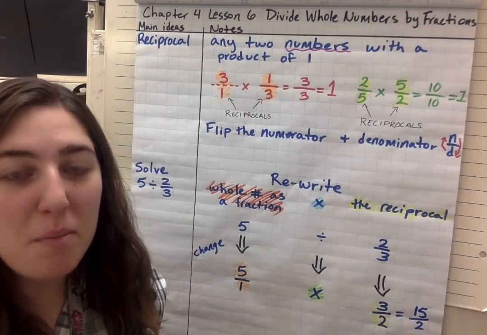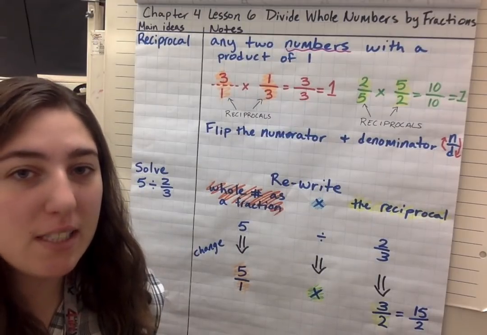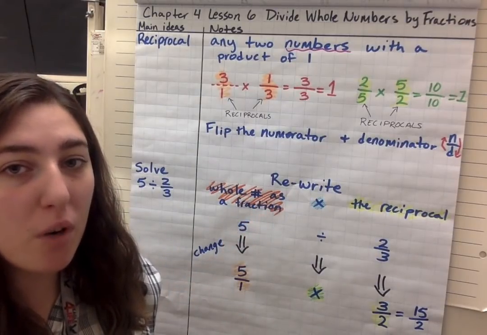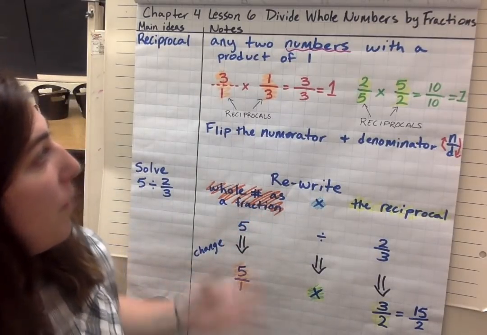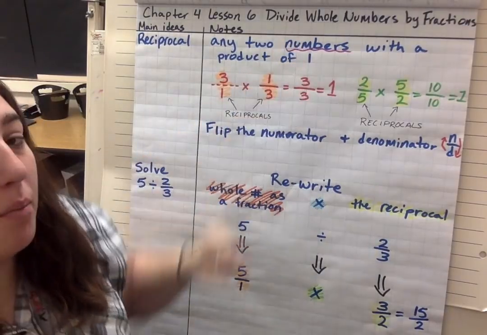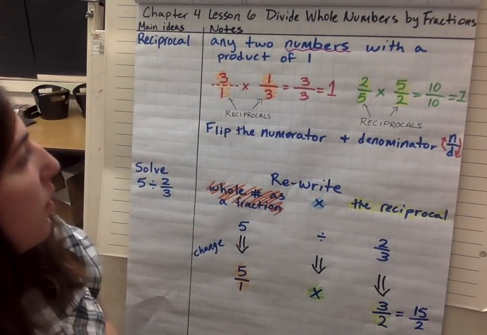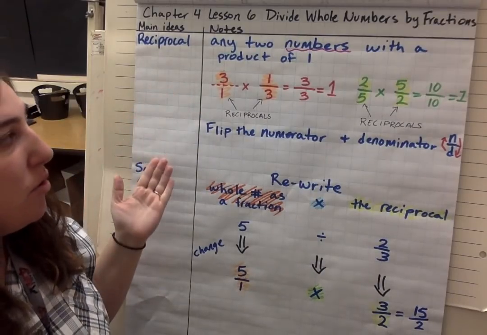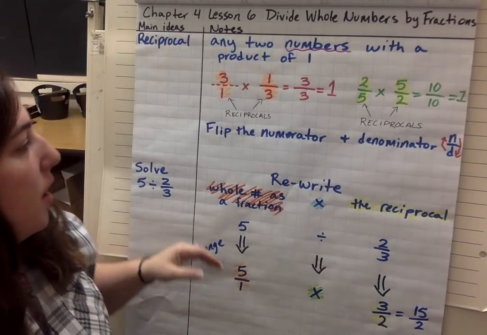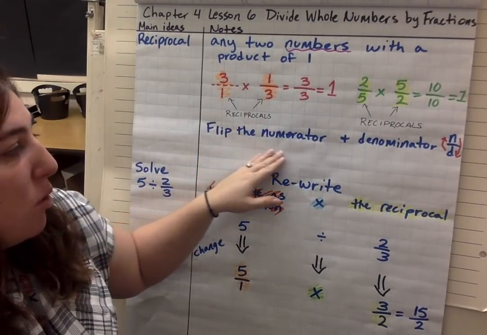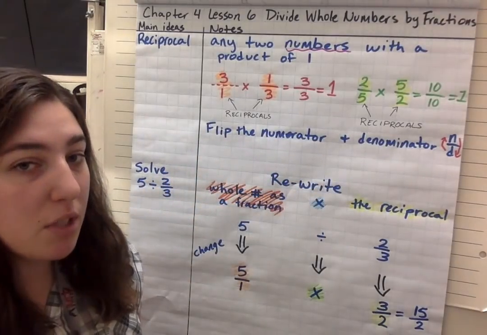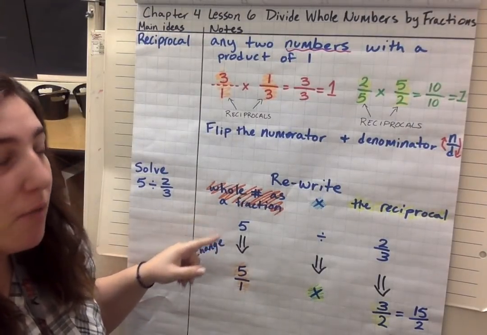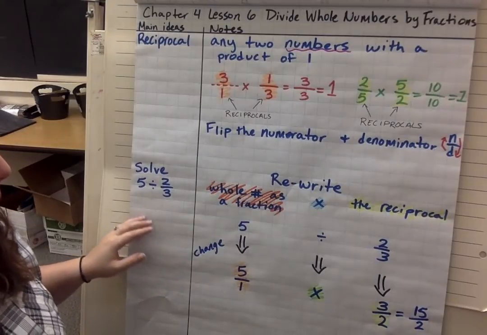Hey everybody, so before we go on to Chapter 4, Lesson 7 today, I wanted to review our notes from Chapter 4, Lesson 6. So what we did yesterday was divide whole numbers by fractions. We learned what a reciprocal is, which is any two numbers with a product of 1. So we needed to flip the numerator and denominator to find the reciprocal. Okay, and then down here we had our strategy for how to divide whole numbers by fractions.